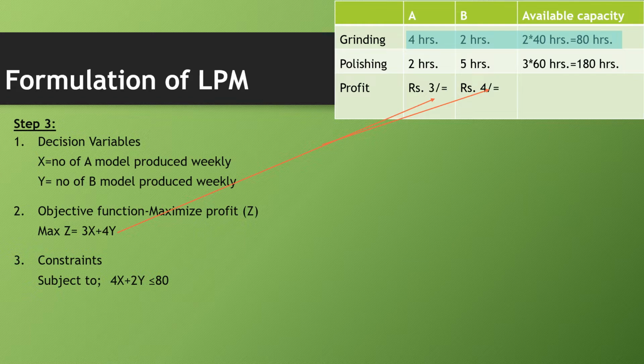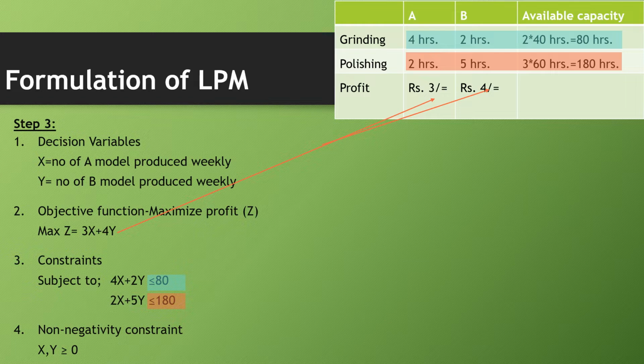Then the next one is the polishing. So in the polishing one, you can see it should be 2x plus 5y, but since the polishing hours are limited to 180, it is less than or equal to 180. Now the final one is we have to decide the non-negativity constraint. We know that since it's a production, both products should be greater than or equal to 0. We can't see any negative products in the manufacturing.